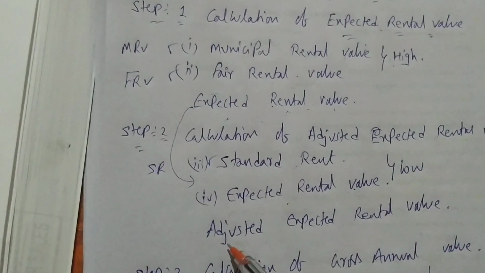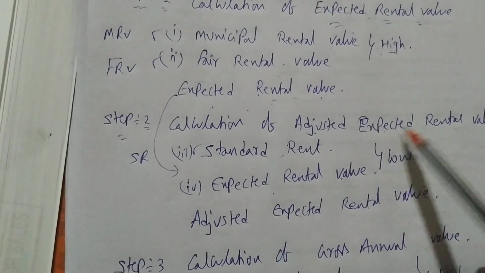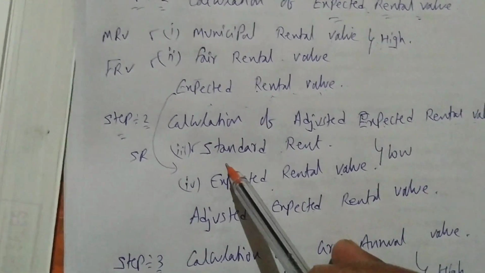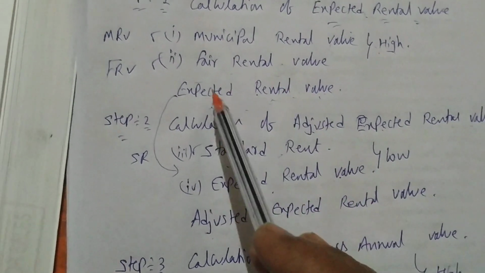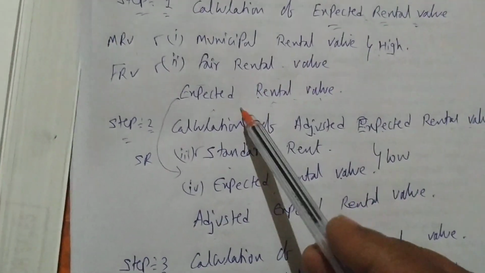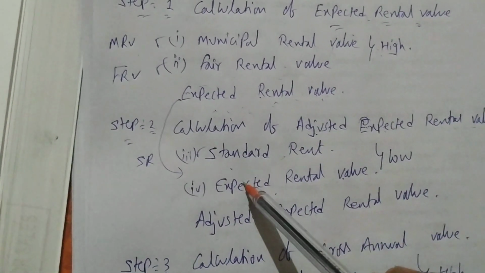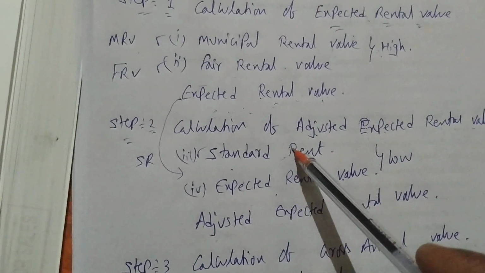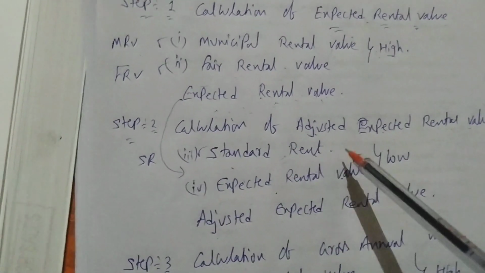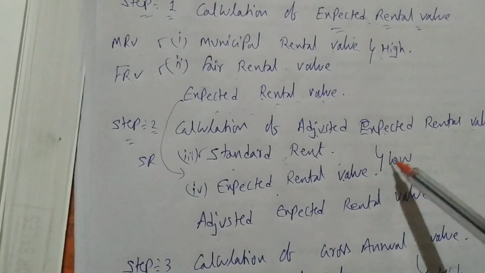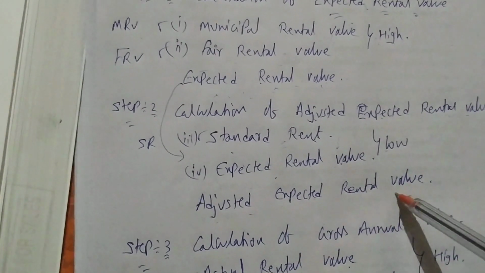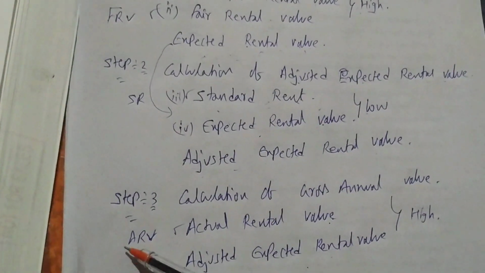Okay. Step 2 is what? Calculation of adjusted expected rental value. How to find out standard rent will be given in the question. So we are taking the answer of step 1, expected rental value, and comparing this expected rental value with standard rent. Between the two, whichever is low will be called the adjusted expected rental value. Okay. Next, step 3 is what?